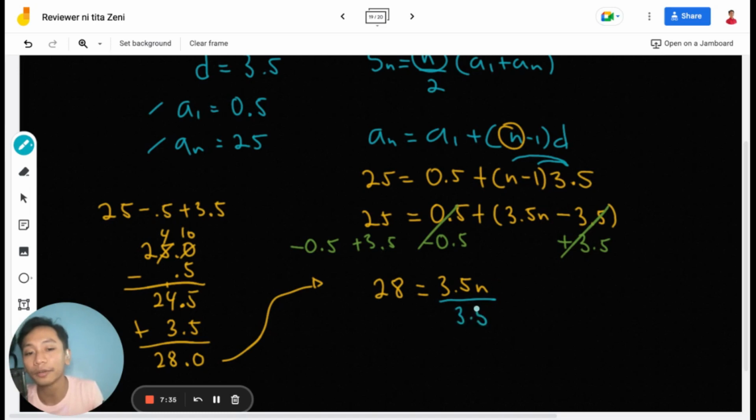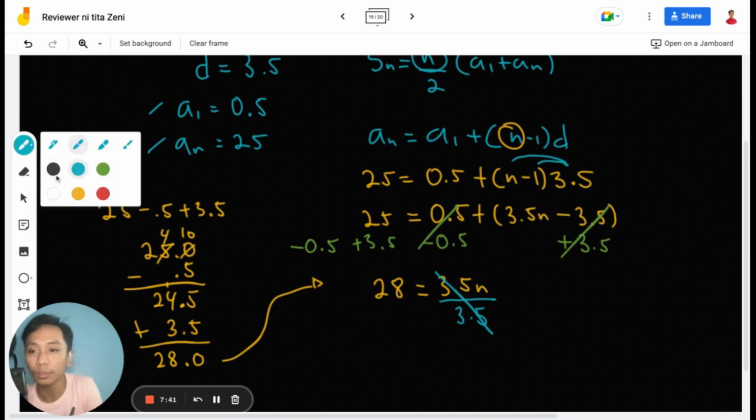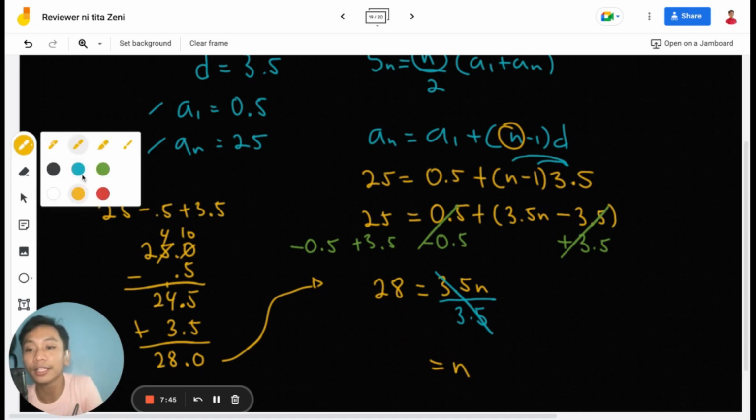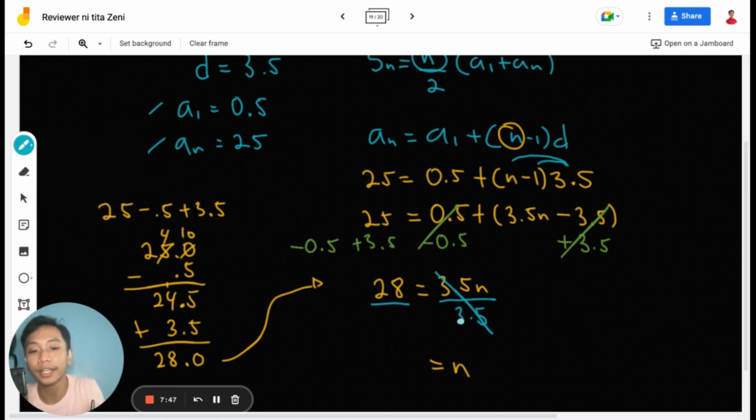Divide tayo by 3.5. Anything divided by itself is 1. So this is essentially 1 times n, which will just give you n. You're halfway there. Kailangan mo na lang gawin din sa kabila. Nag-divide ka sa right side, divide ka rin dito. So ask yourself, what is 28 divided by 3.5? I can do it using long division, pero gamitan natin na mas mabilis na paraan ha.